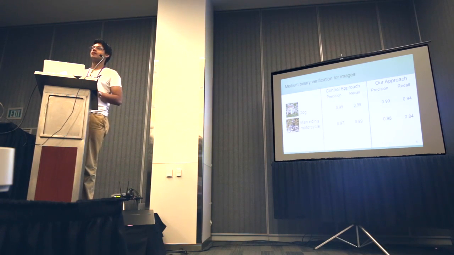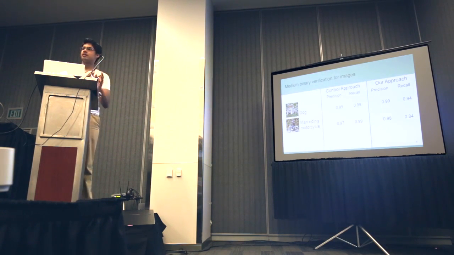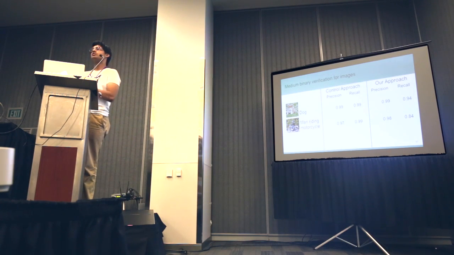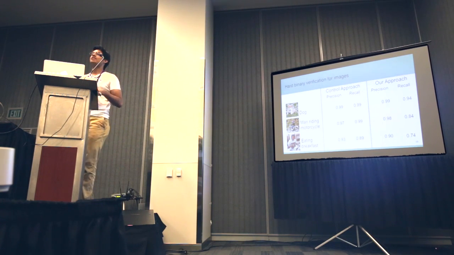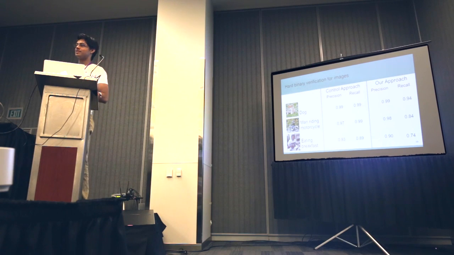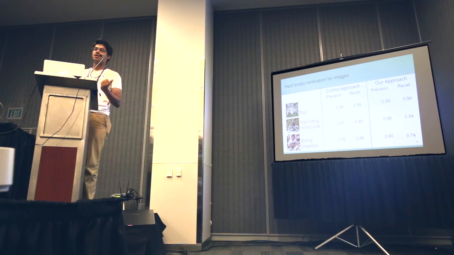The next step was to go and try to see if we can detect harder concepts, things like man riding a motorcycle, where you'd have to recognize both the man and the motorcycle, and also understand the interaction of the man riding the motorcycle. Here we found that our precision stayed the same, but our recall dropped a little bit to 0.84. And finally, we looked at even harder concepts, things like eating breakfast, where you'd have to understand the action eating and also recognize what constitutes a breakfast meal. Again, we showed that precision stayed the same, but recall dropped a little further, and now we have 0.74.